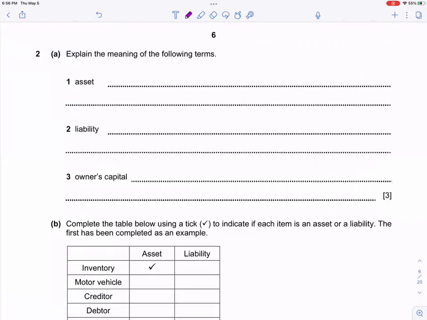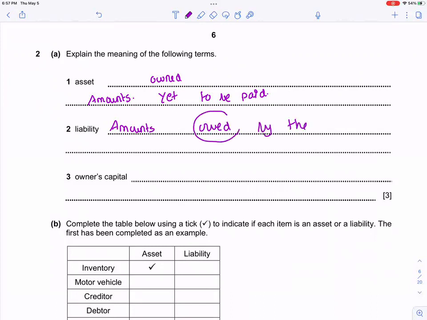What is assets? The properties owned by a business and amounts you have to be paid. Yeah, right. I'm writing in short form, you all can write in full form. What is liability? Miss, liabilities are the debts that the business has to pay. So amounts owed by the business. Remember, this is owned and this is owed.